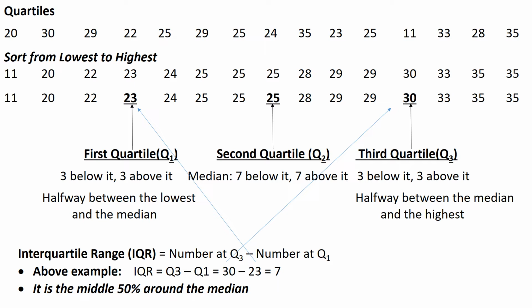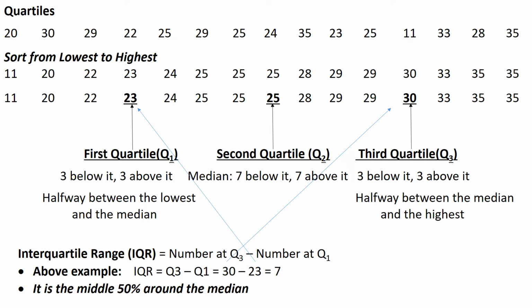25% of my data is below 23. 25% of my data is between 23 and 25. 25% of my data is between 25 and 30. And 25% of my data is between 30 and 35. These are quartiles, one-fourth each.